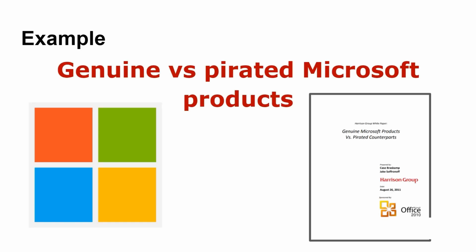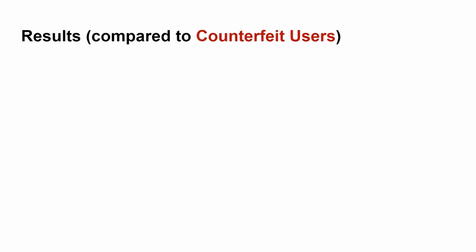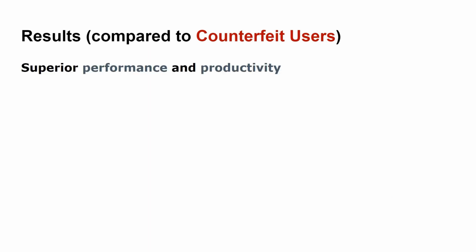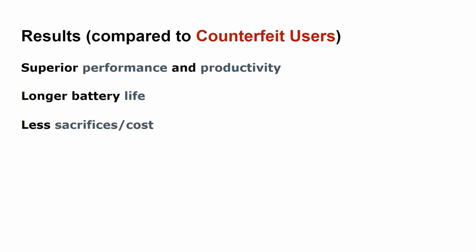An example is genuine versus pirated Microsoft products. Compared to counterfeit users, genuine users experience superior performance and productivity in their machines. Their devices have longer battery life. They make less sacrifices on cost, and they experience faster booting.